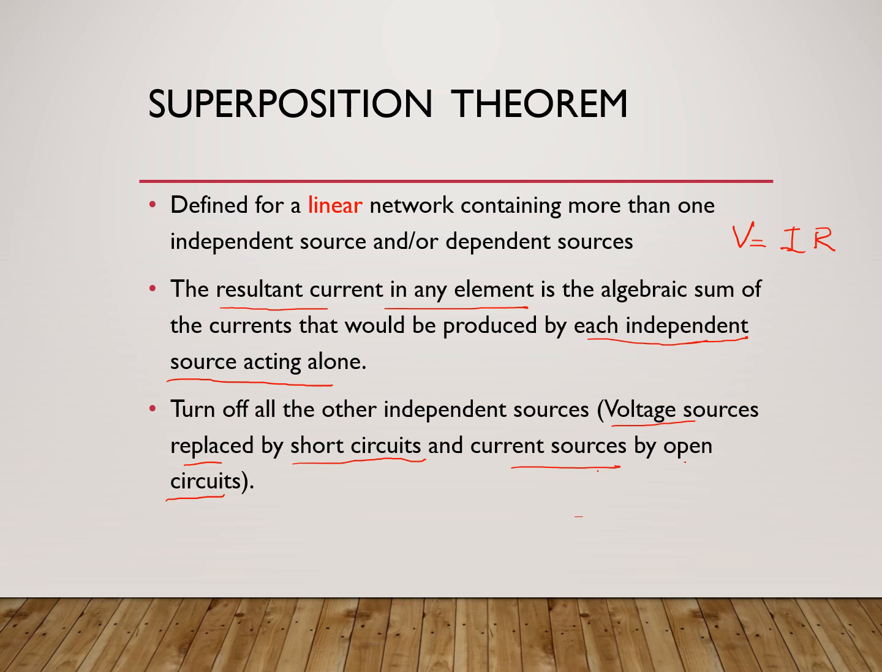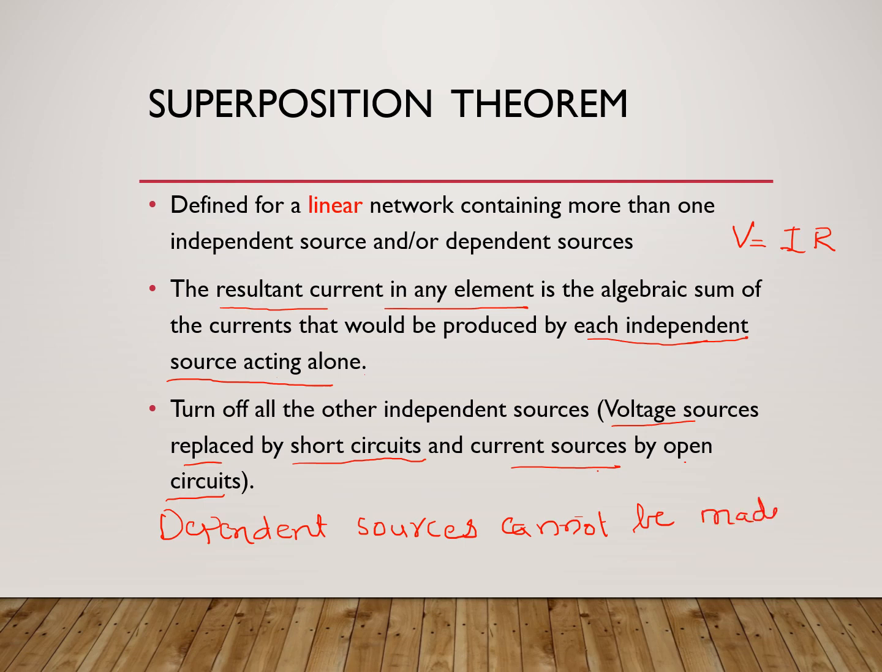Now note the point that we speak about independent sources acting alone. So what do you do with the dependent sources? Dependent sources you cannot make zero. Dependent sources are sources which we have already discussed in another video. They cannot be made zero. Why? Because they are controlled by some other parameter.